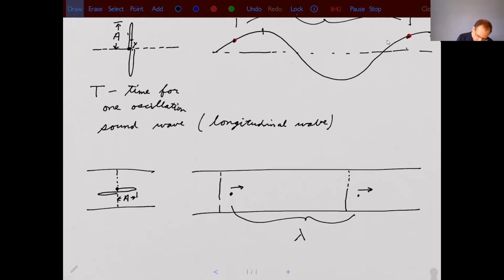And then just as before, the time for one oscillation is going to be the period. So the period is the time for one oscillation. So that would be the time that it takes, say, this air molecule to oscillate back and forth. So we do it from equilibrium, furthest possible right, all the way left, and then back to equilibrium. That time would be the time for one oscillation, so that would be the period.